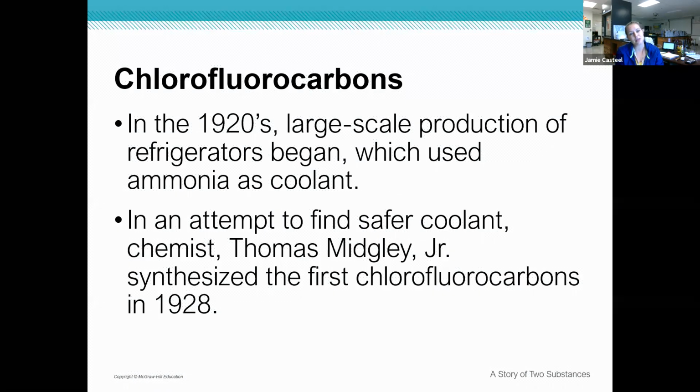So it's not like the ones we have today. We stopped using that at a certain point, but that was the fastest way they could find to cool down these big giant boxes. So Thomas Midgley Jr., you're going to be tested on that, don't stress. He synthesized the first chlorofluorocarbon in 1928. Ammonia, if you don't know, has a very, very strong smell and can make people very sick and lightheaded. So we were trying to find something safer. So we came up with these chlorofluorocarbons.